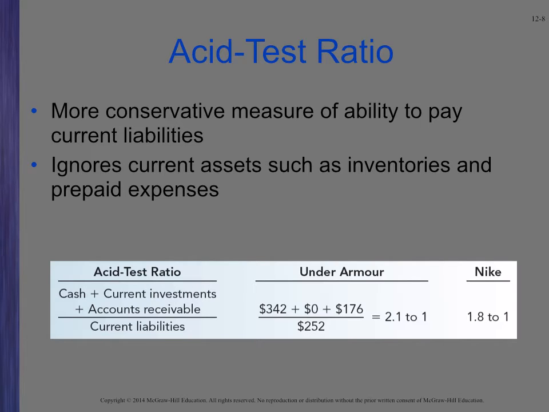Both of them are able to pay current liabilities as they become due. However, Under Armour's acid test ratio is better than Nike's acid test ratio.